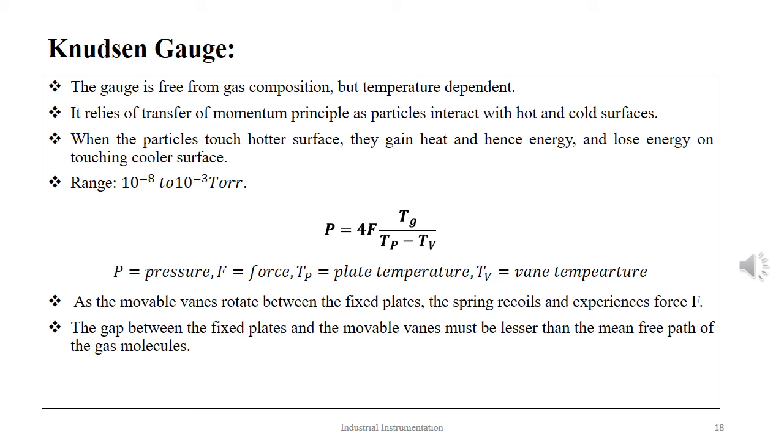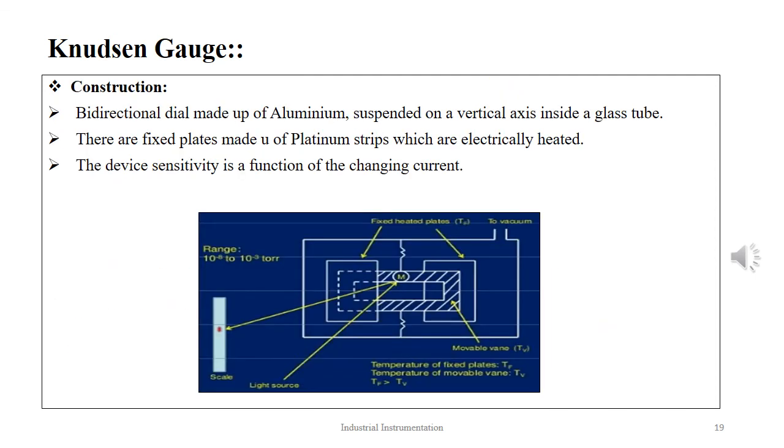As the movable vanes rotate between the fixed plates, the spring recoils and experiences force F. The numerical formula to determine pressure using the Knudsen gauge is given as P equal to 4F Tg by Tp minus Tv, where Tp is the plate temperature and Tv is the vane temperature. The gauge has a bidirectional dial made up of aluminium suspended on a vertical axis positioned in the middle of a glass tube. The gauge also has a platinum strip which is electrically heated and its temperature is monitored. The device sensitivity is altered by changing the heating current.